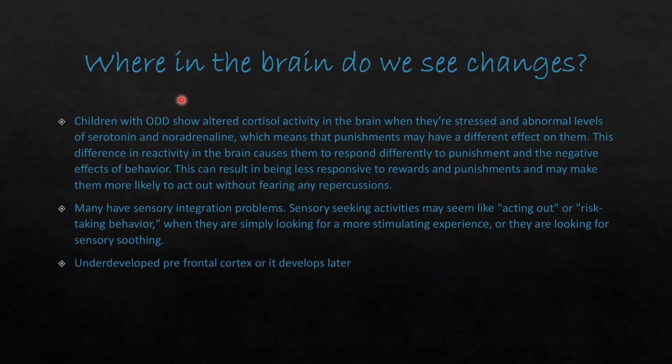Where in the brain do we see changes? Altered cortisol activity. We have abnormal serotonin and noradrenaline. Punishments have a different effect on these kids. The brain causes them to respond differently to punishment, okay? So this can result in being less responsive to rewards and punishment. It just does not work with them. Many have sensory integration problems too, okay? So that's kind of overlapping with what we learned about ASD. They also have an undeveloped prefrontal cortex, okay? Or it develops later.